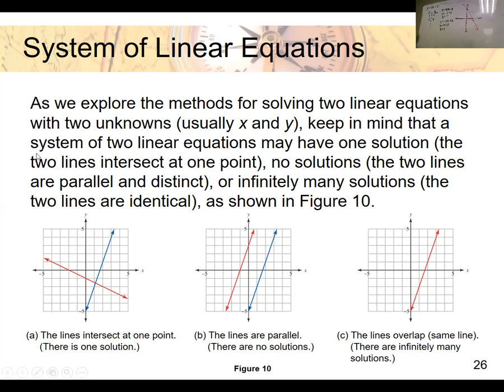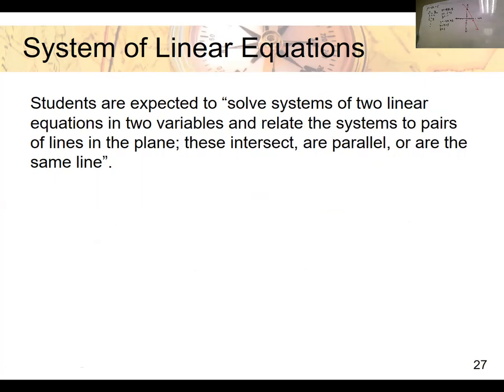So you more than likely will have three different cases. The lines will intersect at a single point. That means only one solution, or the lines are parallel, meaning no solution, or the lines overlap, they're the same line. There are infinitely many solutions. Okay.